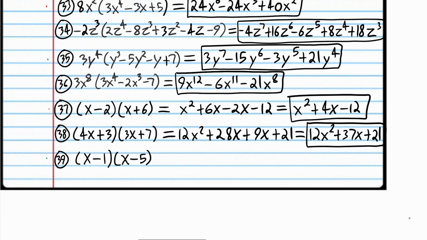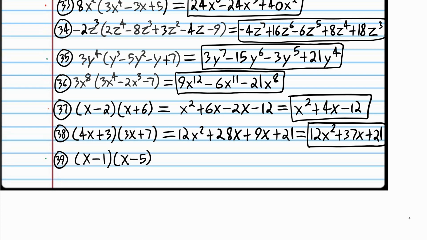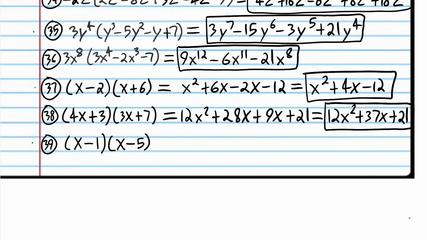Go ahead and try 39. Again, I know this is review, but since we're multiplying polynomials, we need to get the hang of multiplying in all the basic cases we're going to see. So try number 39. When you come back, we'll do it together.